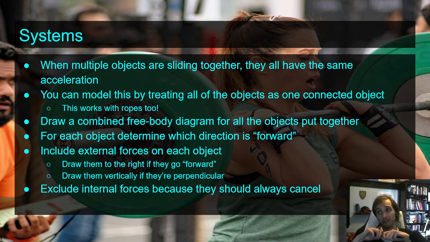If it's going forward, draw them to the right. If it's going backwards, draw them to the left for the external forces. If it's going perpendicular to the direction of motion, draw those ones as vertical on your sheet. So you're basically taking the hill thing where you were rotating the way you were thinking about it, and you're doing that for each individual object so that forward is to the right, backwards is to the left, and into or out of the plane of motion are perpendicular to that.